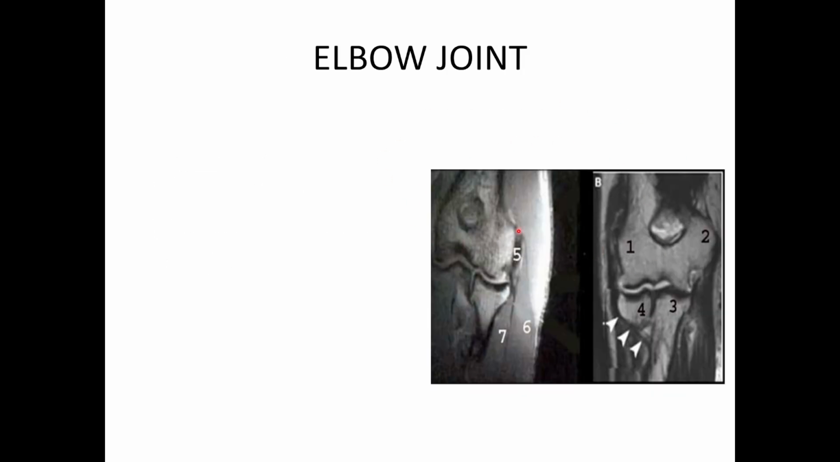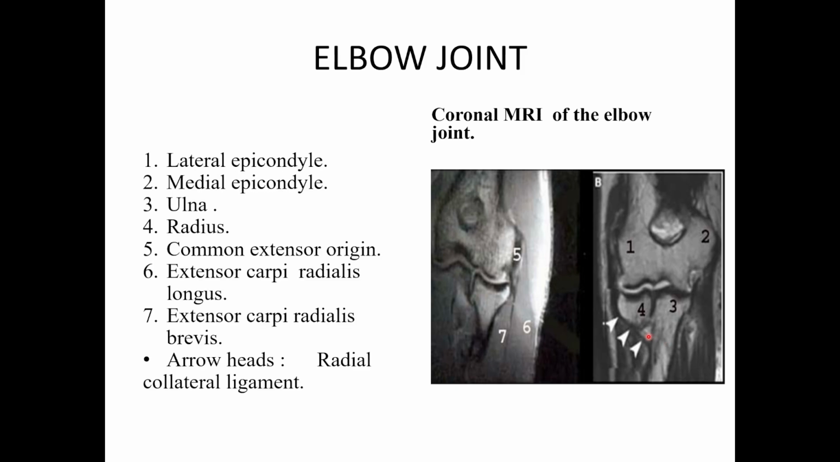Here we have the elbow joints. The modality is MRI and the view is coronal. 1 we have the lateral epicondyle, 2 we have the medial epicondyle, 3 we have the ulna, 4 we have the radius, 5 we have the common extensor origin, 6 we have the extensor carpi radialis longus, 7 we have the extensor carpi radialis brevis, and the arrow points toward the radial collateral ligaments.